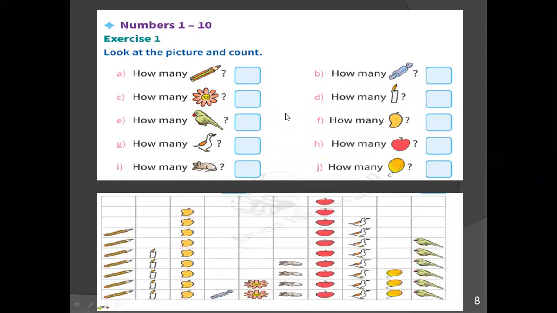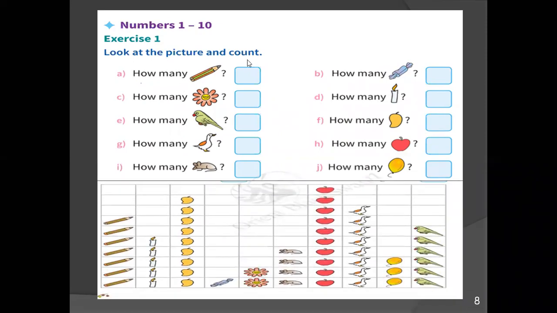Okay, children? See here, look at the picture and count. Here some pictures are there and down many pictures there. See, pencil means many pencils are there. Candle means many candles are there. Mango means many mangoes are there. Now we will count according to the picture. What is this? Pencil. Yes. How many pencils are there? 1, 2, 3, 4, 5, 6, 7. How many pencils totally? 7 pencils are there.